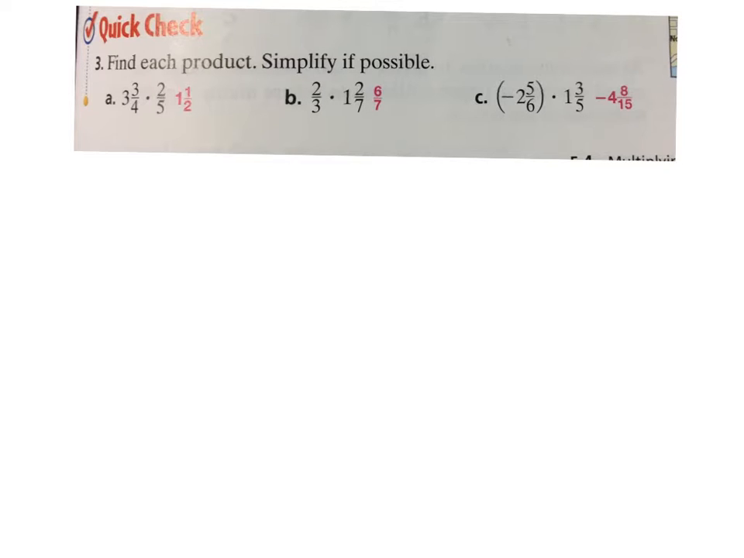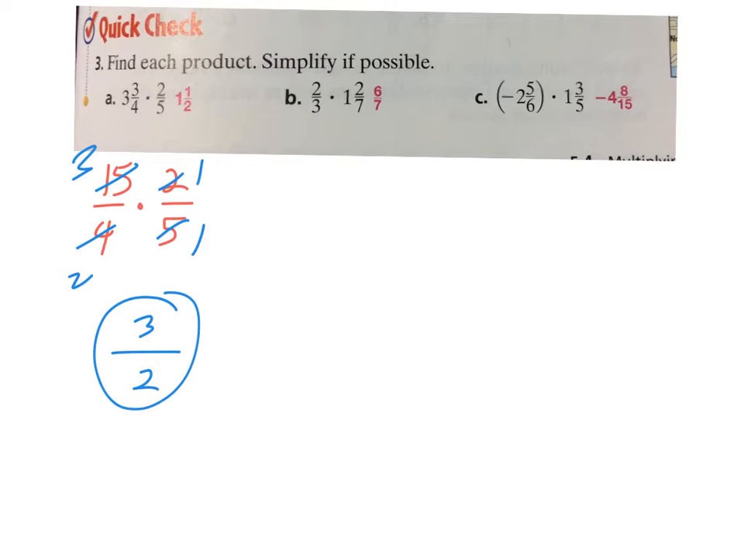So let's get started. Up here, we've got 3 times 4 is 12, plus 3 is 15, so 15 fourths, and the 2/5 just comes down. I'm going to reduce first, so 3 and 1 and 2 and 1. So 3 times 1 is 3, 2 times 1 is 2, so 3/2 is the improper fraction answer there, and it is reduced, so you're good to go.